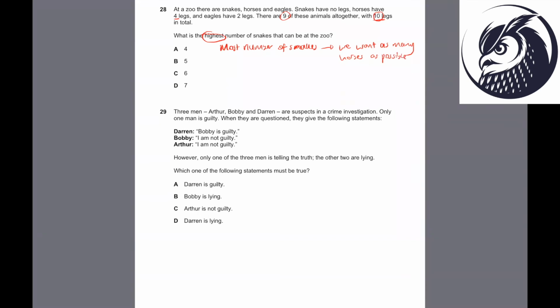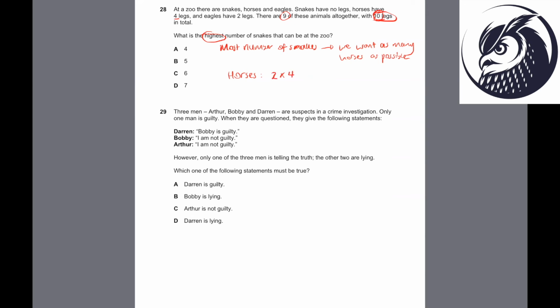Let me give you an example. So let's say there's 3 horses. If there's 3 horses, then each of them has 4 legs. So that means there's 12 legs in total already. We've already overshot the total legs. So we know that there can't be 3 horses. That means the most amount of horses that we can have is actually 2, right?